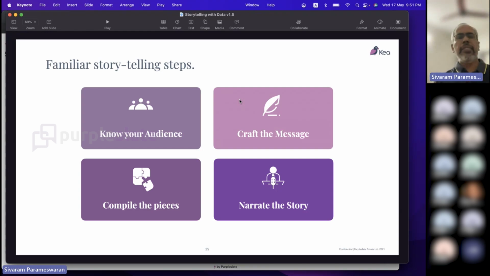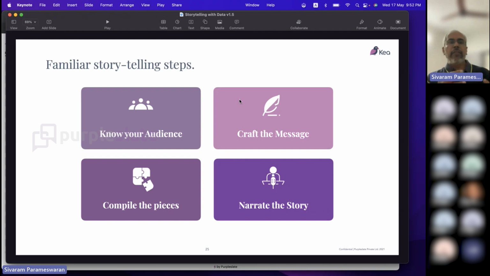At a very high level, storytelling falls into four major steps: knowing your audience, crafting the message, compiling the pieces, which you can even call the storyboard, and managing that storyboard, and then finally, narrating the story.